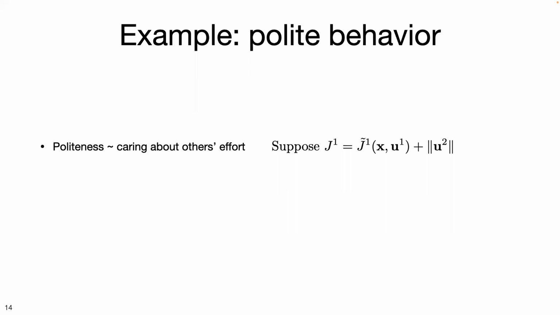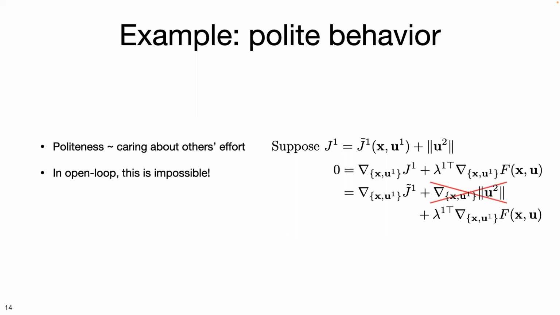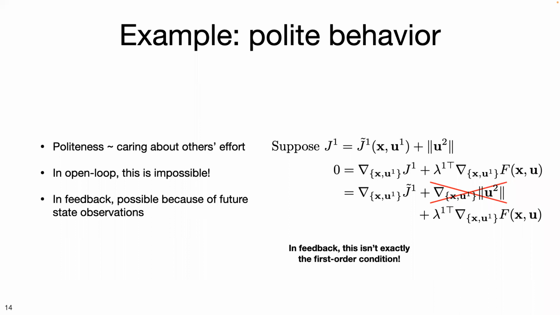If you have something like this to express politeness, and then actually look at the equivalent first order conditions, this is what happens. Basically you end up taking derivatives of the objective with respect to player 1's decision variables. U2 is a decision variable; it doesn't depend upon U1. So this norm goes away and you're left with the original open loop KKT conditions. So if you have these objectives, the open loop solution won't even care about them. Again, subtle things pop up because of information. In feedback, though, this won't happen.